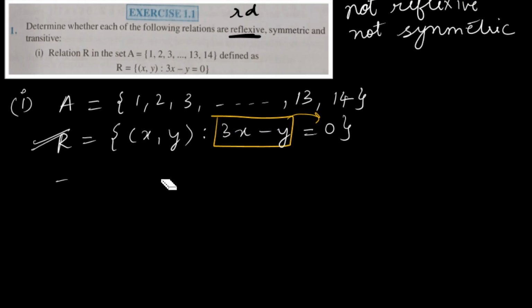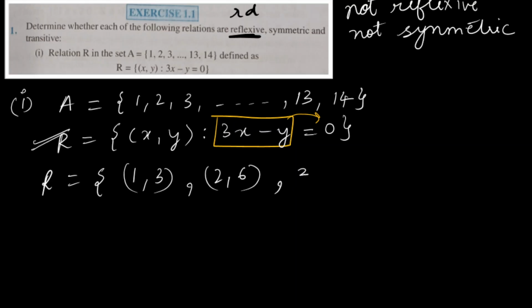Okay, I have just cleared this. Once again, I will have to write. So R is 1, 3, then 2, 6, 3, 9, and 4, 12. Okay, so these are the elements.